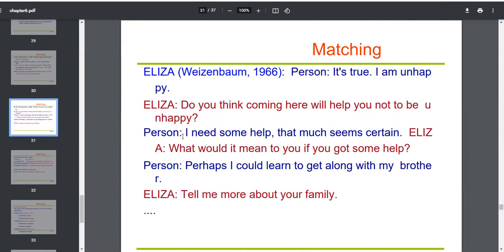The person may answer, I need some help, that much seems certain. Again help is the keyword, it will match and it will be used in the next triggering question: what would it mean to you if you got some help? The person may reply, perhaps I could learn to get along with my brother. Here the keyword brother matches with family, and the next question Eliza will ask is, tell me more about your family.